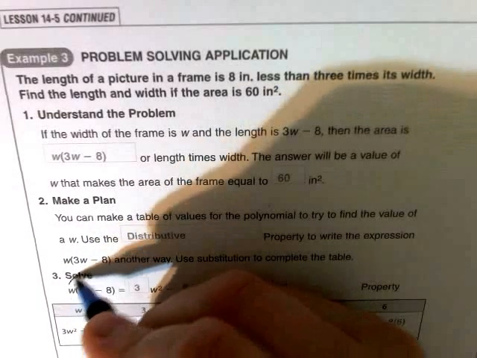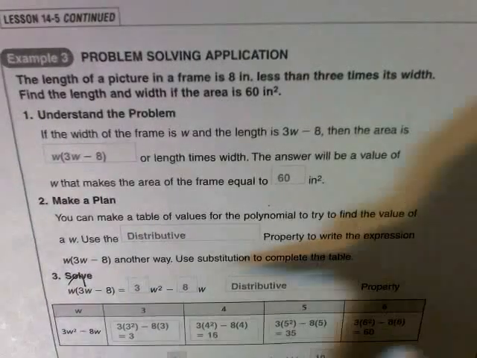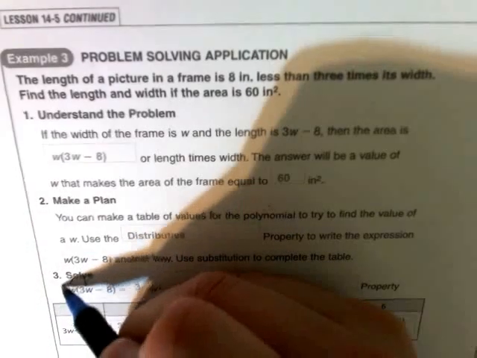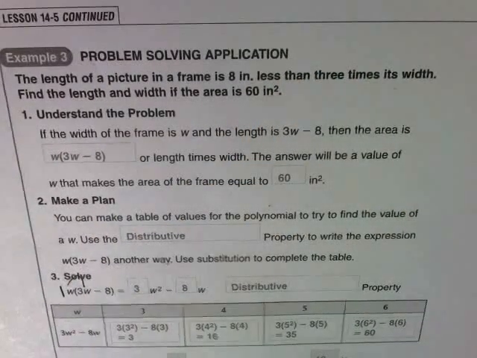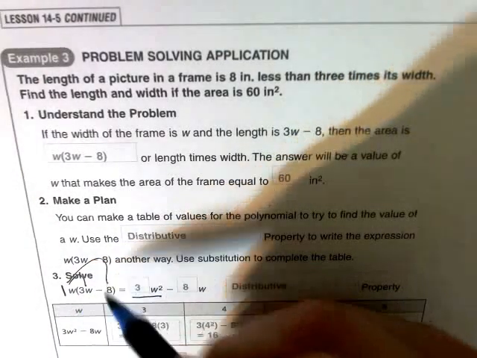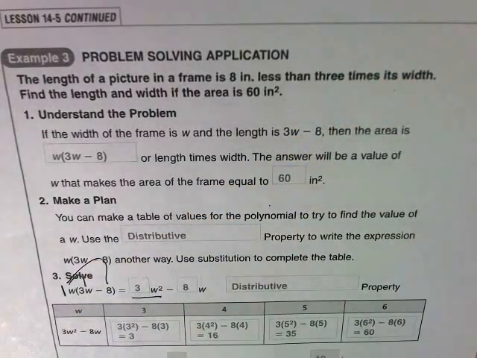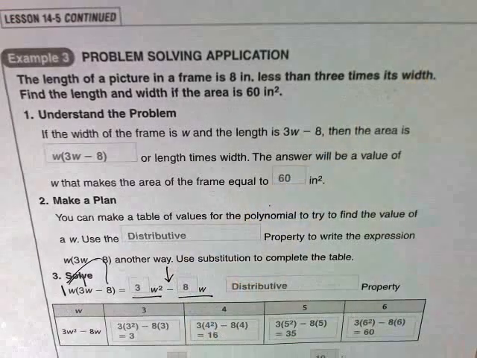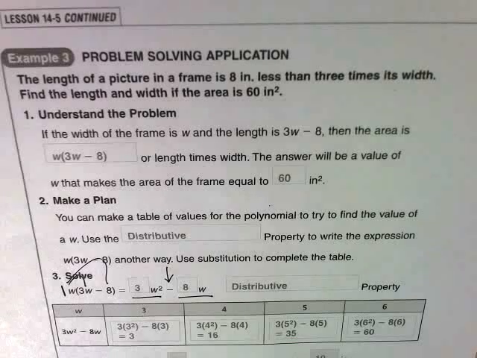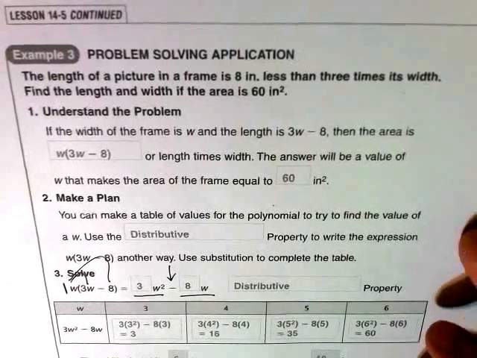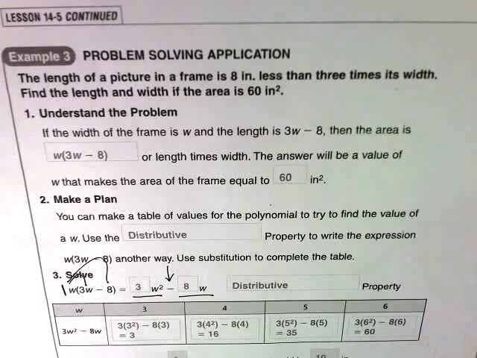So when I take W and multiply it by 3 times W minus 8, with the distributive property, that's going to give me 3W squared, 3 times what would be in effect a coefficient of 1 is still going to give me 3, and WW is going to give me W squared, and then I'm going to multiply the W through 8 times W is going to give me 8W, and as you can see we've got subtraction in the middle there. Alright, so 3W squared minus 8W gives me a polynomial expression equal to the area of the picture frame.